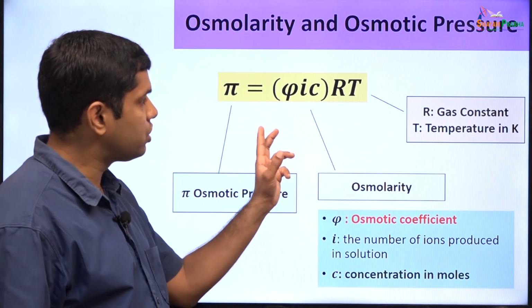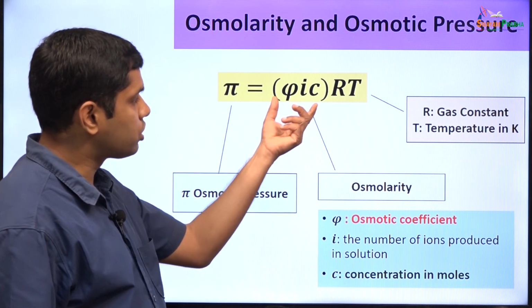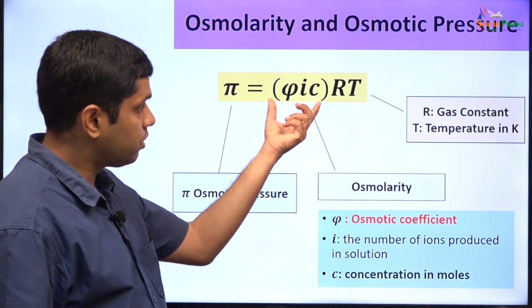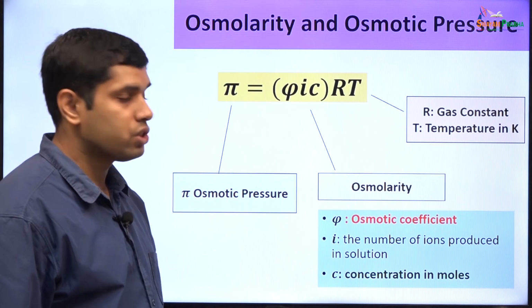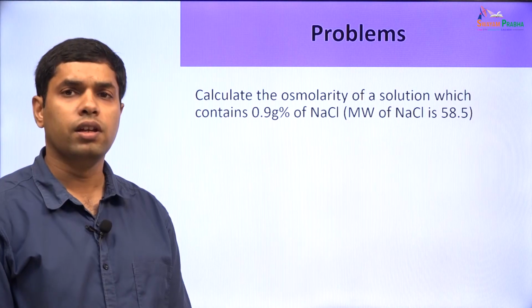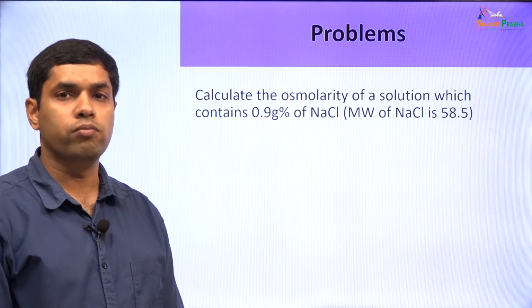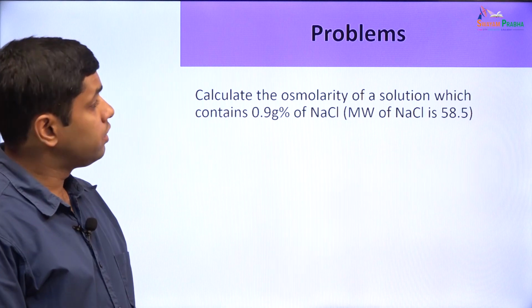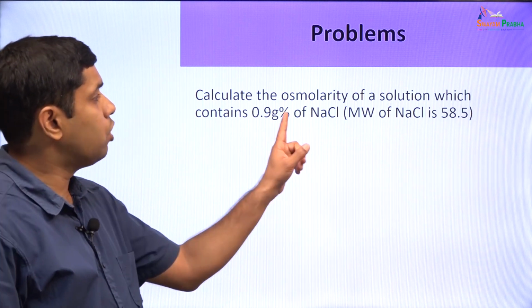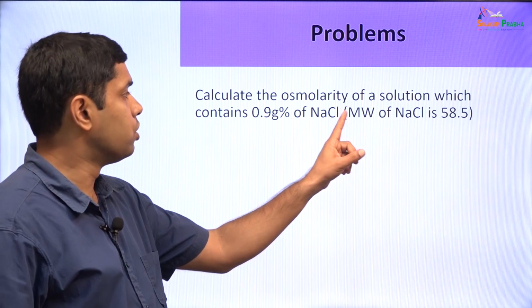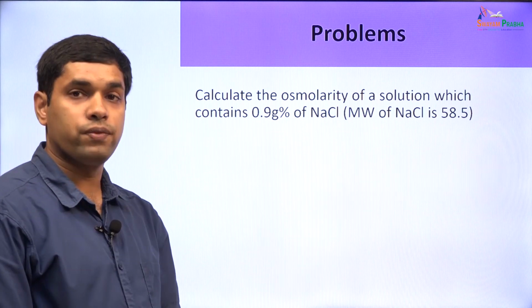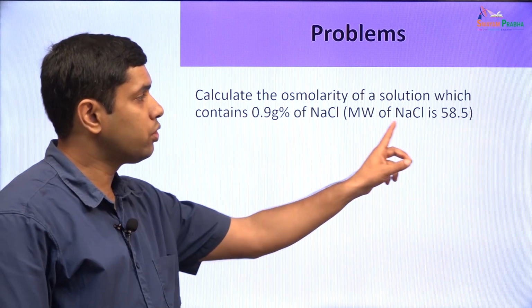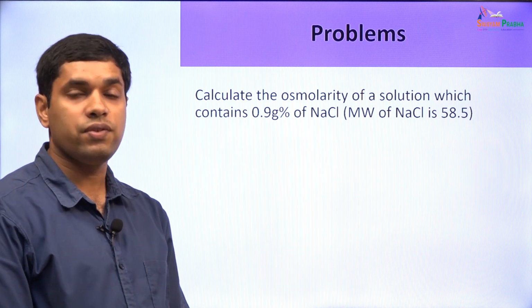So this relationship between the osmolarity and the osmotic pressure is given by this equation, which is called Van 't Hoff's law. Let us now pause for a moment and do a problem. Let us try to calculate the osmolarity of a solution which contains 0.9 gram percent of sodium chloride, given that the molecular weight of sodium chloride is 58.5.